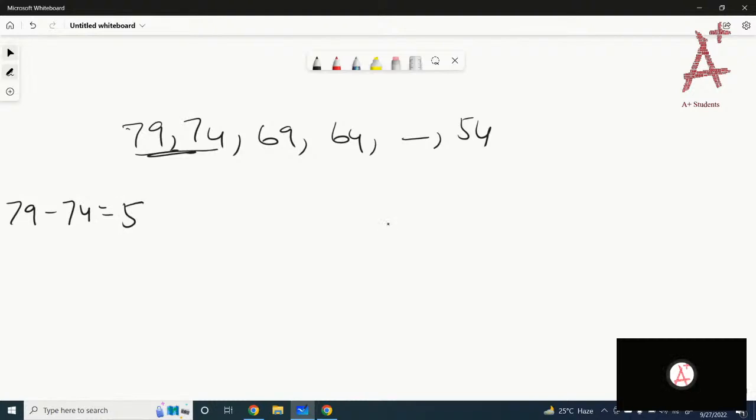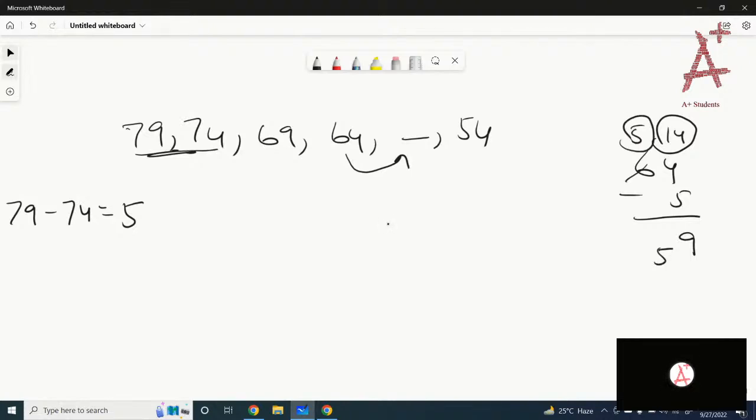They are decreasing by 5. Got it? So just subtract 5 from 64. So 64 minus 5 is, you cannot subtract 5 from 4. You have to borrow 1. So 14 minus 5 is 9. And when you borrowed 1, here you are left with 5. So that means the missing number is 59. Got it? Select the correct option and click on the OK button.